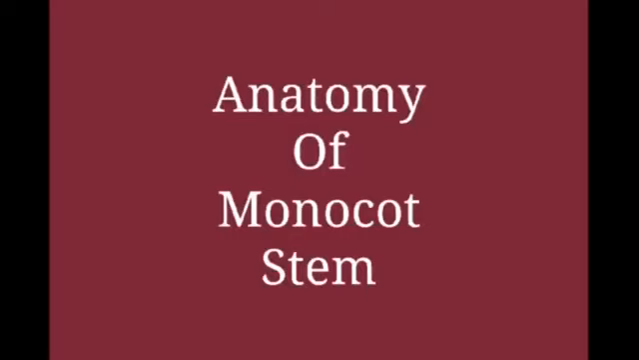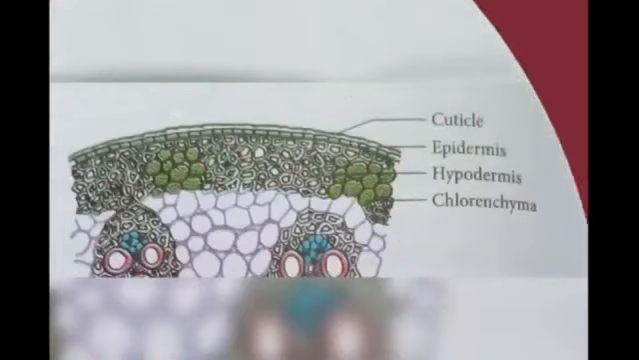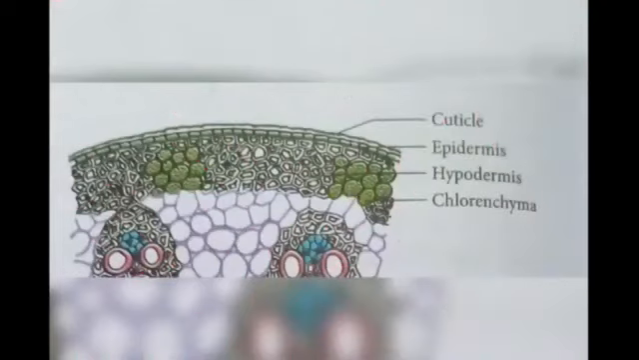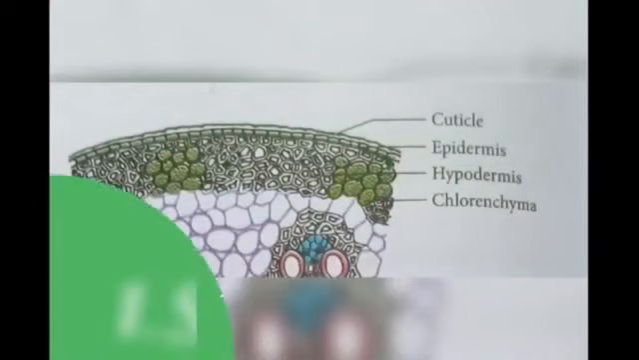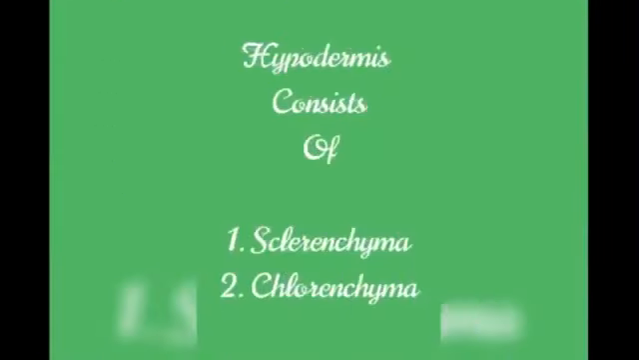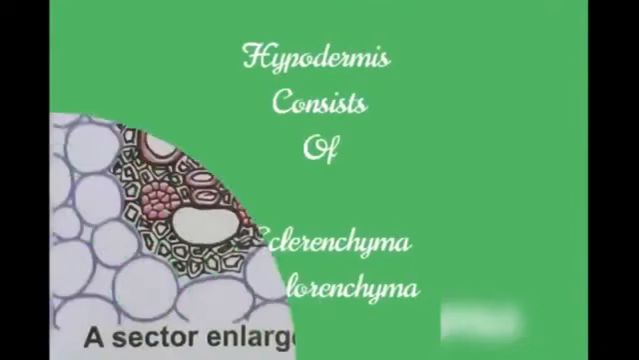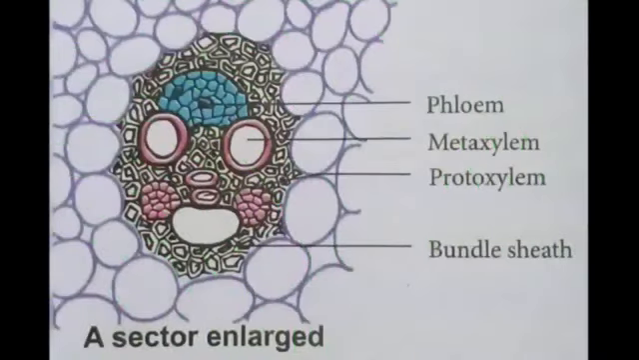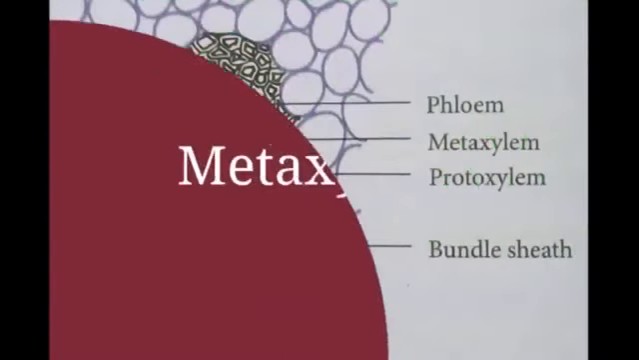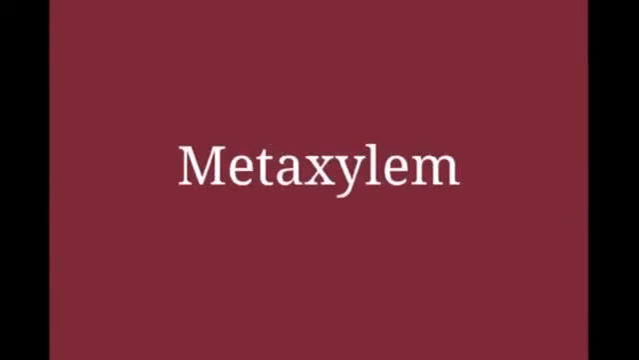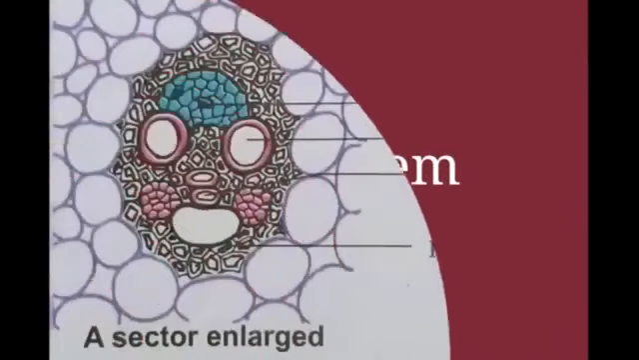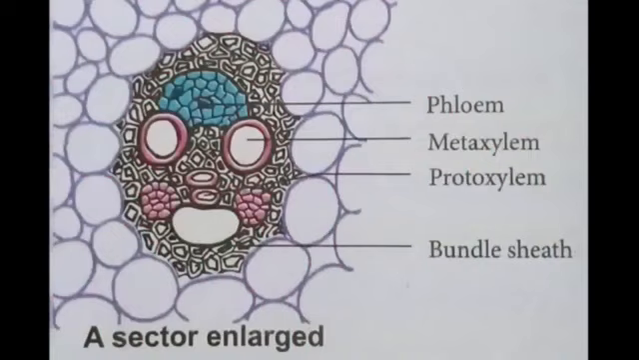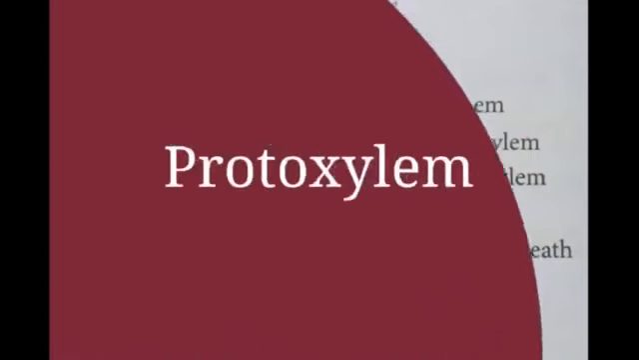Move on to the next topic, anatomy of monocot stem. Monocot stem is entirely different from the dicot one. It has the epidermis followed by a hypodermis. The hypodermis is made up of sclerenchyma, for mechanical support, and chlorenchyma for photosynthesis. And the vascular bundles are found scattered in the tissue. The bigger one is called the metaxylem. You can find two bigger ones looking in the shape of an eye, and the smaller ones are called the protoxylem.